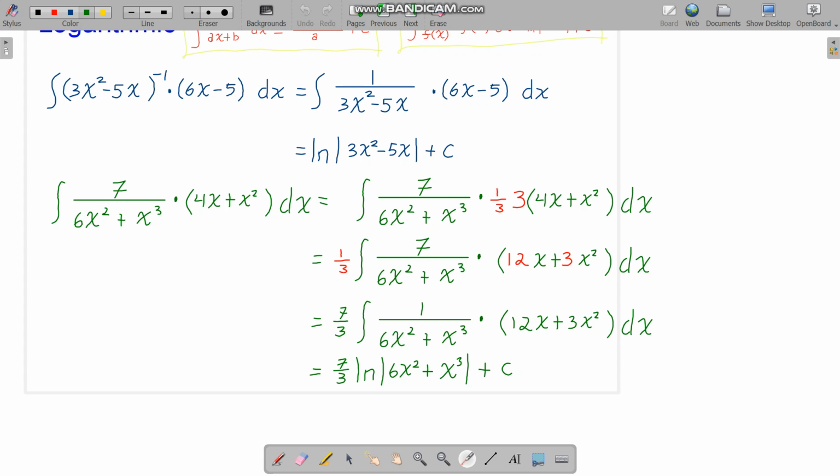So as you can see, this is in the form of 1 over f of x times f prime of x. And the integral is just ln of this denominator here. You can check by differentiating and you'll see that you'll get exactly the same as the integrand.